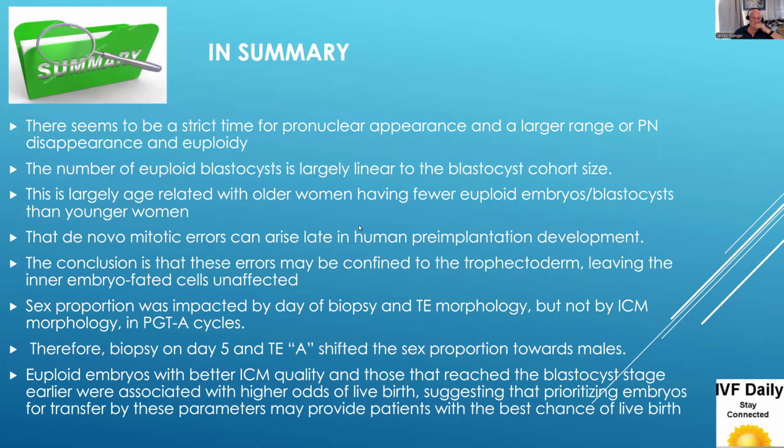Okay. So in summary, there seems to be a strict time for pronuclear appearance and a larger range for disappearance in euploidy. The number of euploid blasts is still largely linear to the blastocyst cohort size, but they're largely age-related, with older women having fewer euploid embryos than younger women. The de novo mitotic errors can arise late in human prenatal development. The conclusion is that these errors may be confined to the trophectoderm, leaving the inner cell mass unaffected.